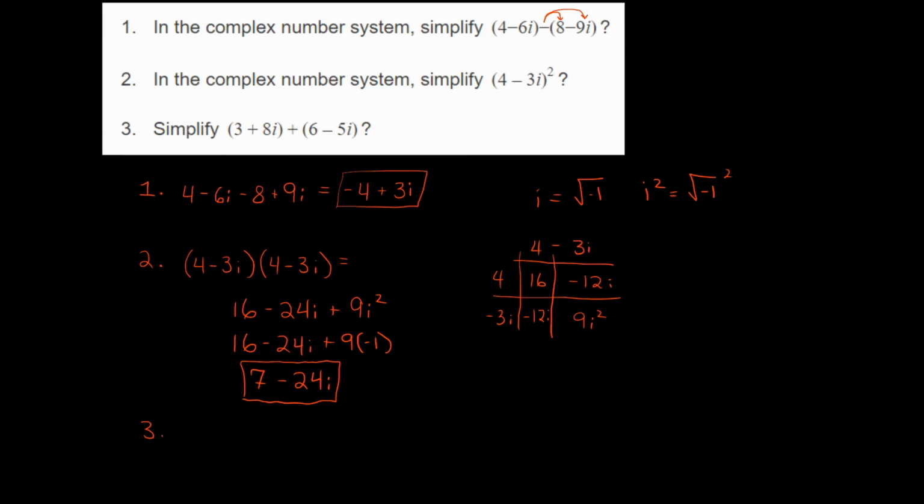We'll just drop the parentheses because there's nothing to distribute. It says simplify 3 plus 8i, so we'll write 3 plus 8i plus 6 minus 5i. We just combine our like terms. 3 plus 6 equals 9. 8i minus 5i equals 3i, positive 3i. So this is the solution. That was the solution to the first 3 questions. Let's move on.